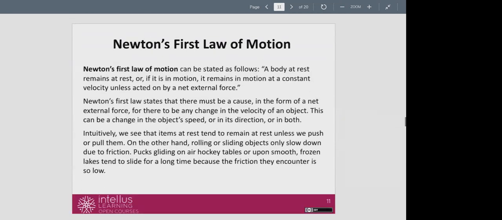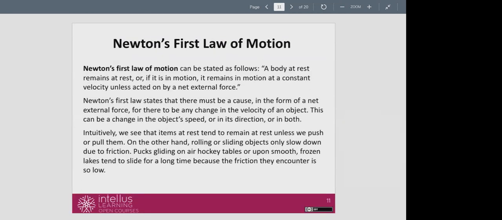So his first law of motion, Newton's first law of motion. I'm going to state it as you see here, and then I'm going to read it to you in a little bit different way to try to break it down a little bit for you. Okay? So it says Newton's first law of motion can be stated as follows. A body at rest remains at rest, or if it is in motion, it remains in motion at a constant velocity unless acted on by a net external force.